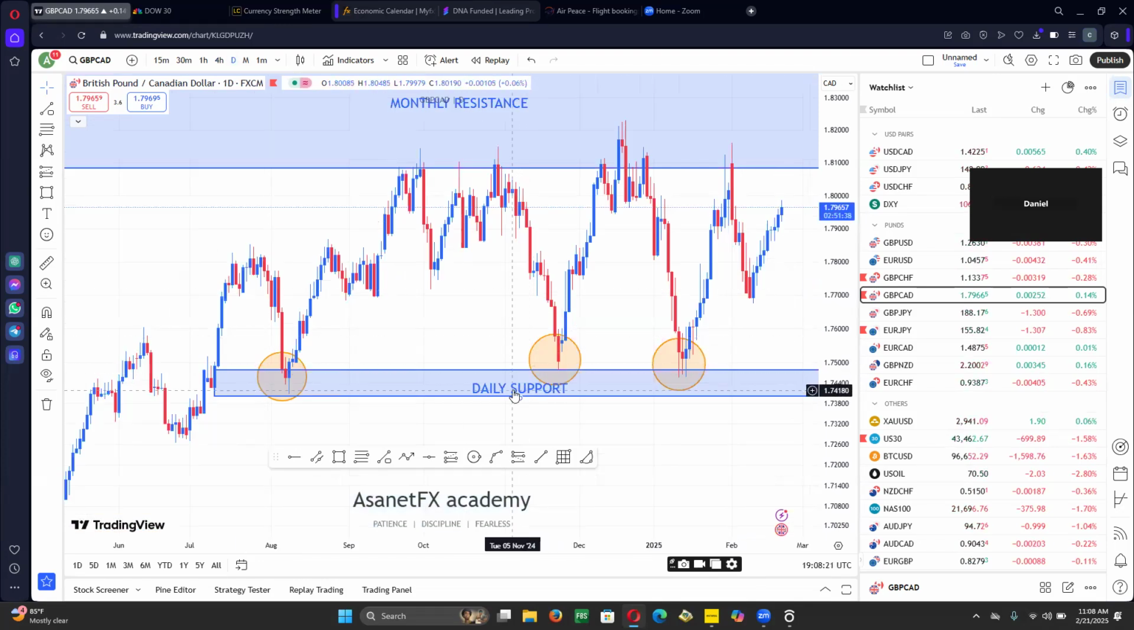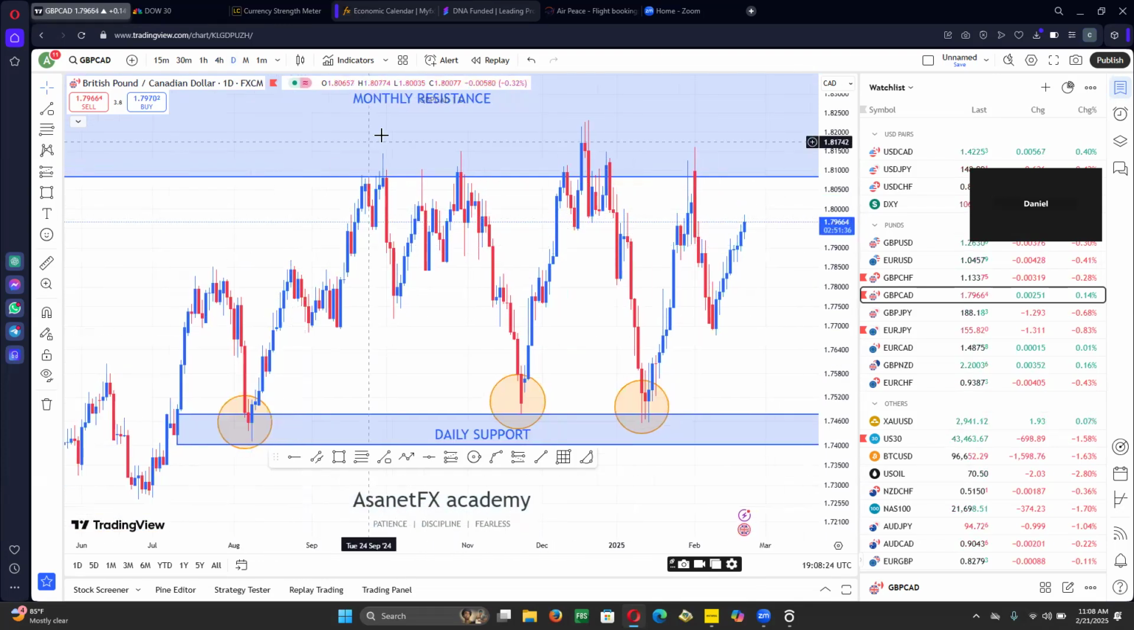If I want to know our daily support, this one is our monthly resistance. Higher time frame, daily, weekly, month, respect them. Will you be patient enough to wait for your setup to confirm? Other people will feel like every day you must trade. You have to wait for a setup to confirm if you take a trade. It's not every time you execute.